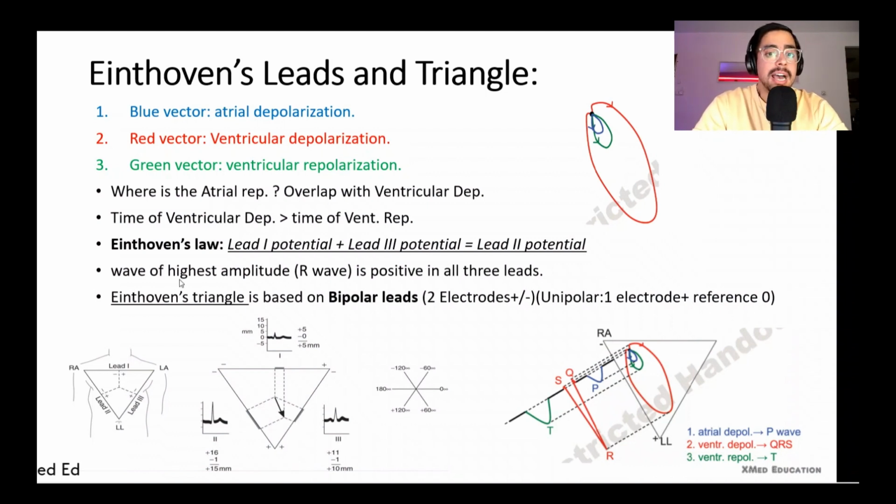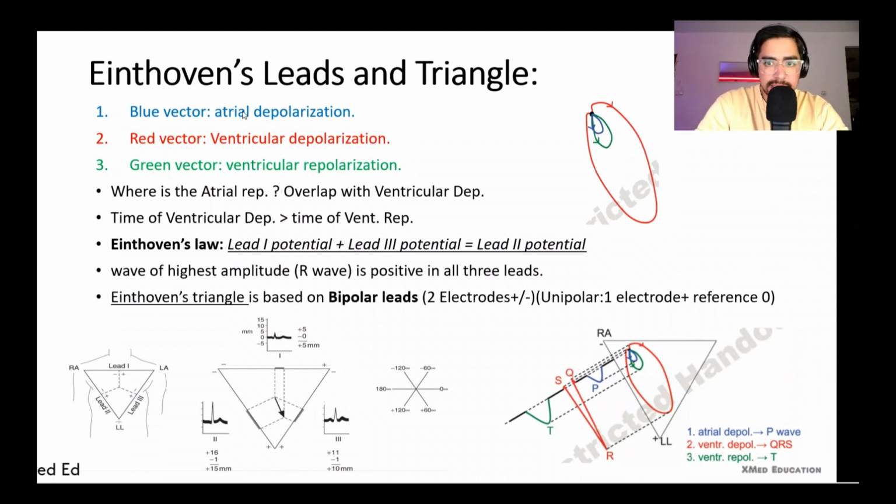This is just a law, and you have to know that Einthoven's triangle is based on bipolar leads. What does bipolar leads mean? Bipolar means there is one positive side and one negative side. Both electrodes get electrical pulses. But when we have unipolar, there is one electrode and one reference. The reference doesn't count any electrical activity. It just acts as a reference to compare with the other electrode.